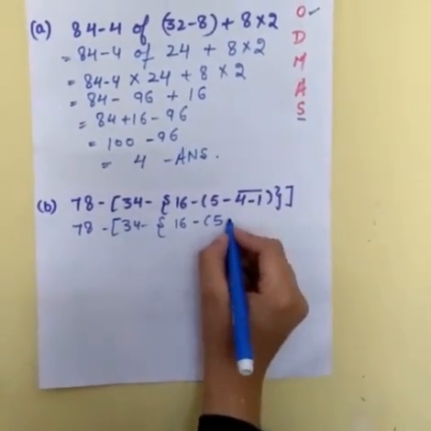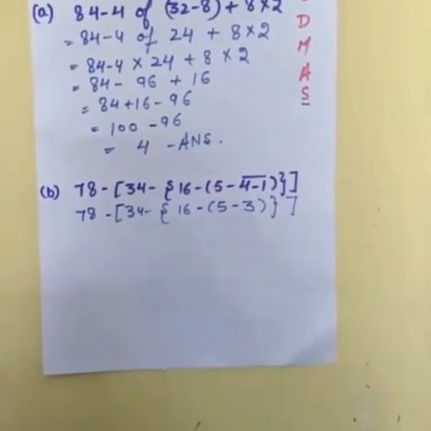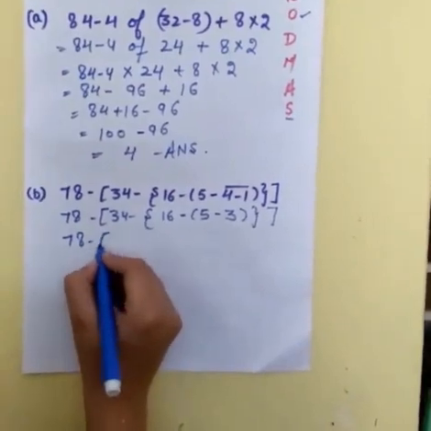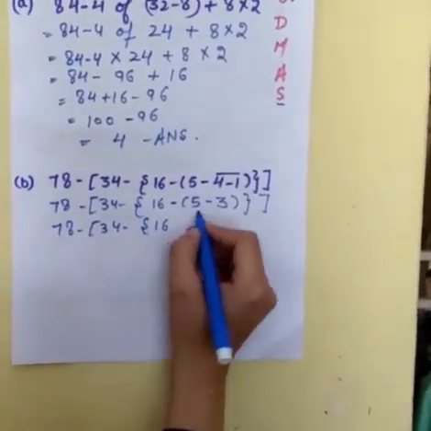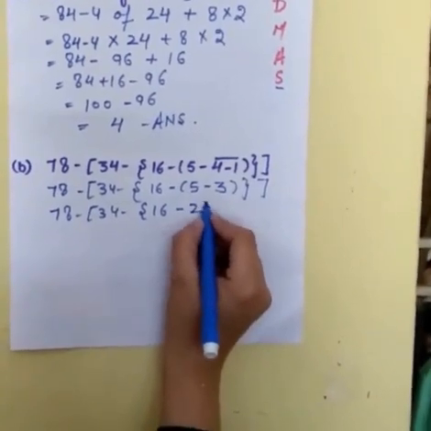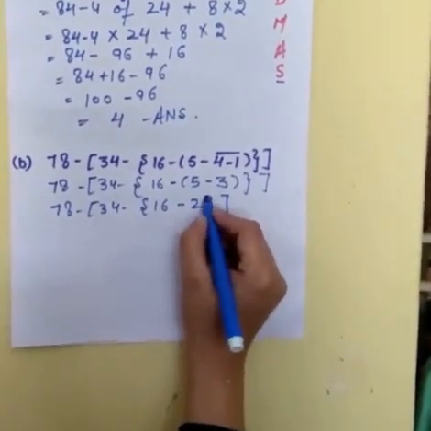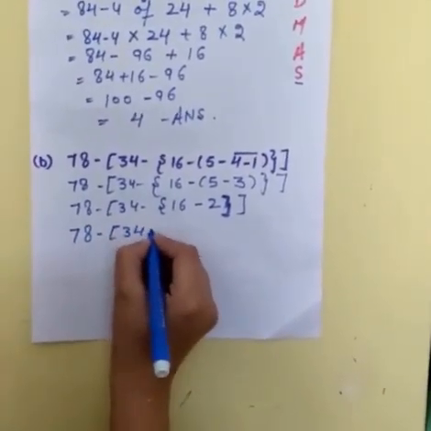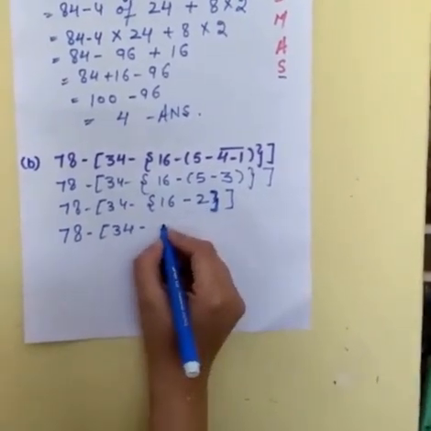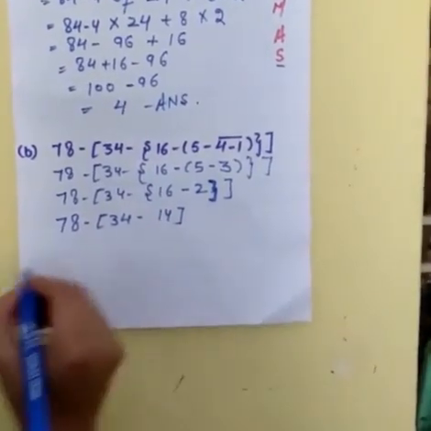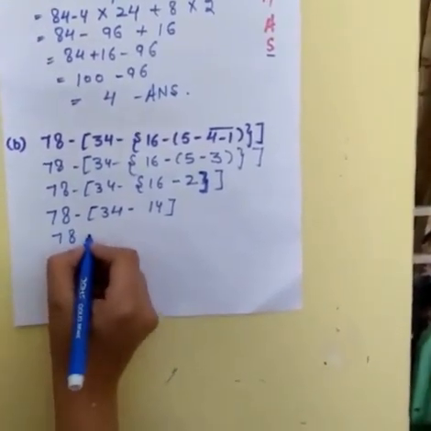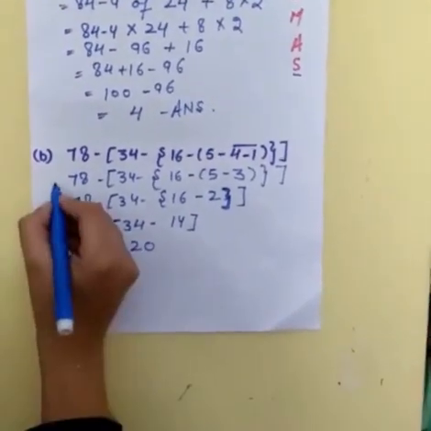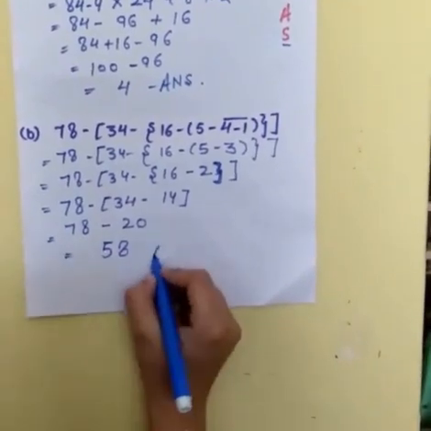4 minus 1, that is 3. So firstly we will solve the bar bracket and write 3 here. Next we will solve the round bracket. 5 minus 3, that is 2. Now after the round bracket we will solve the curly bracket. So 16 minus 2, that is 14. After curly brackets we will solve the box bracket or square bracket. So here is 20. Now 78 minus 20, the answer will be 58. So in this way we have to solve all the brackets.